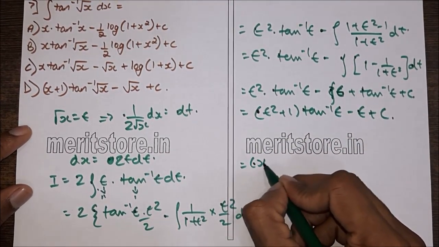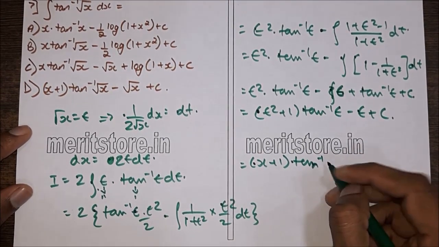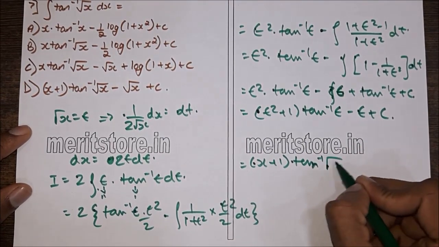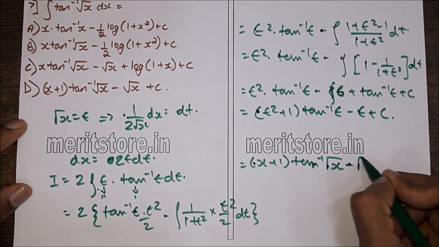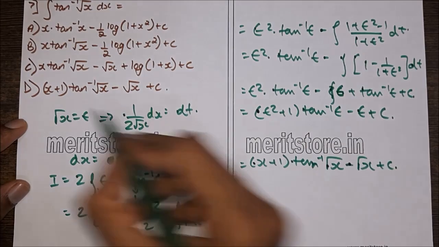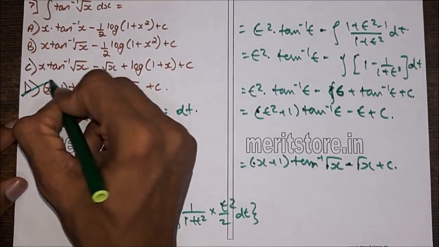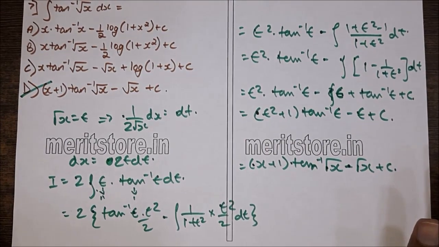We get x plus 1 tan inverse. We resubstitute the value of t as root x back. We get root x minus root x plus c, which is our answer, matches with option D. That is x plus 1 tan inverse root x minus root x plus c. Therefore, option D is the correct answer.